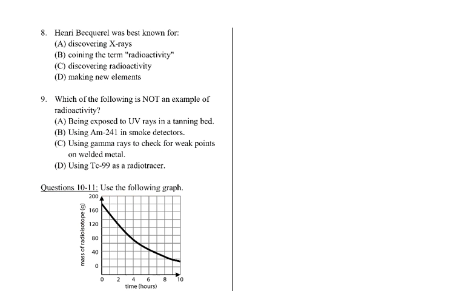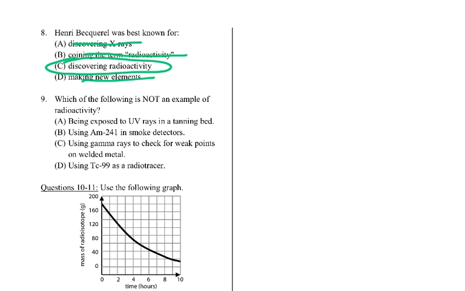Okay, when you get to 8, Henri Becquerel was best known for, now not discovering X-rays, because that was Röntgen. Coined the term radioactivity, no, that was Marie Curie. Discovering radioactivity, that's what he did, by accident. And making new elements, no, that was first Curie. Or not making new elements, no, making new elements was happening in modern times over at Berkeley by Al Ghiorso and Glenn Seaborg. Okay, so discovering radioactivity is Henri Becquerel.